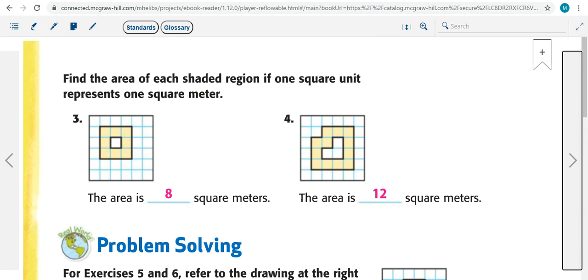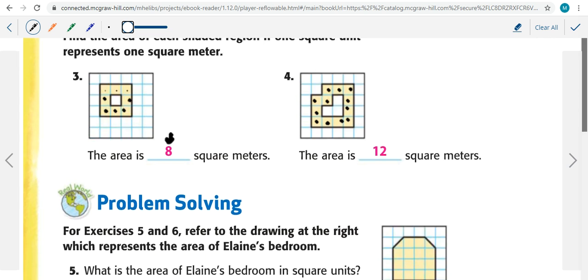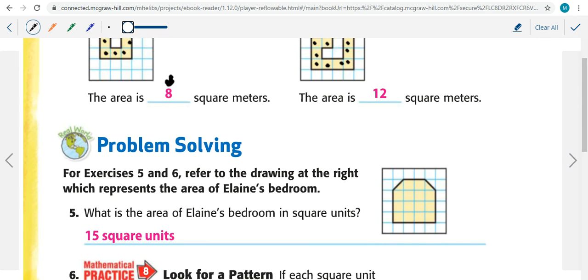Number 3, you first count the whole ones. 1, 2, 3, 4, 5, 6, 7, and 8. As you can see, the answer is 8. Now let's count these ones. First, we need to count the whole ones. 1, 2, 3, 4, 5, 6, 7, 8, 9, 10, 11, and 12. The answer is 12.